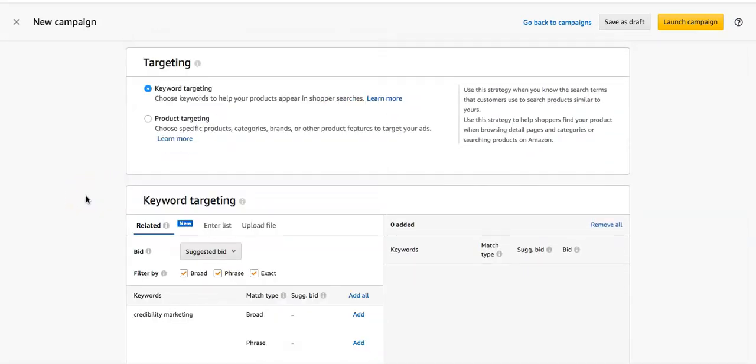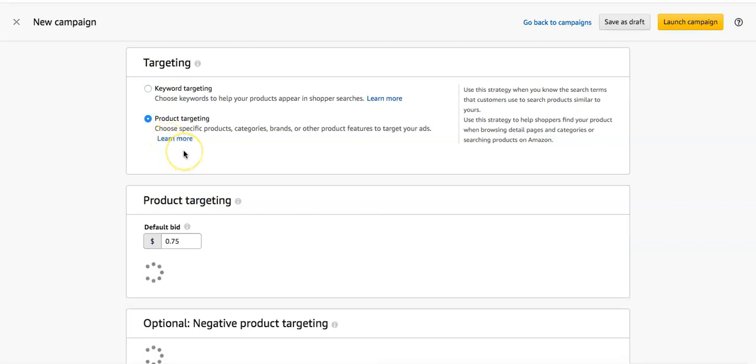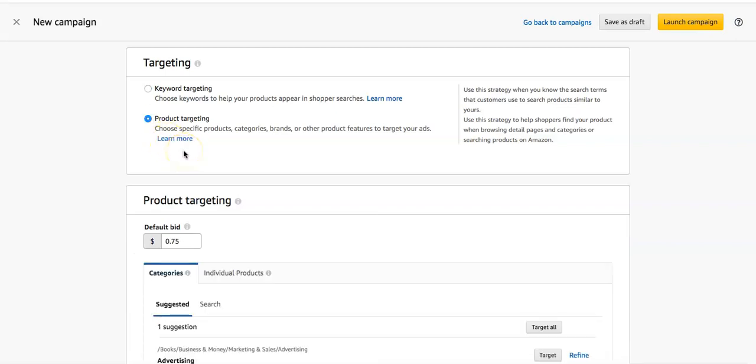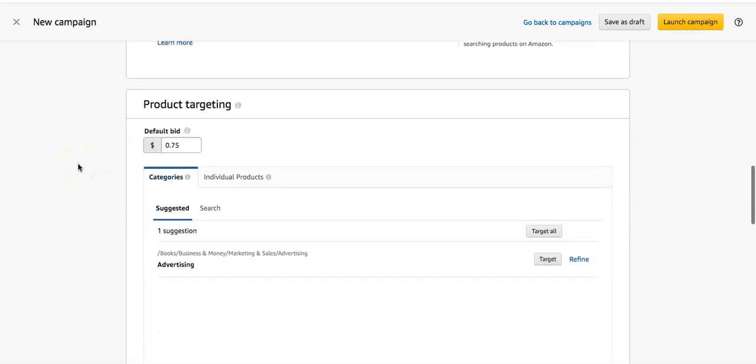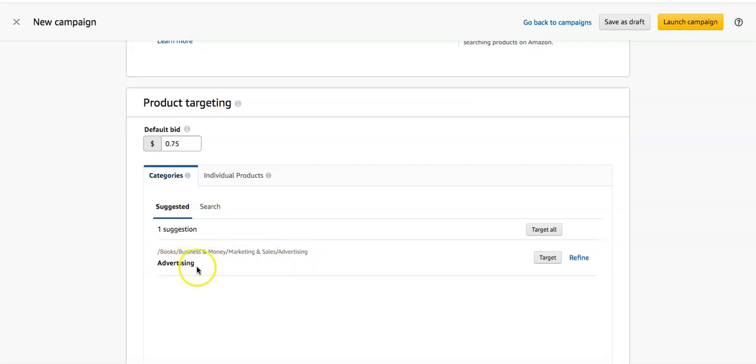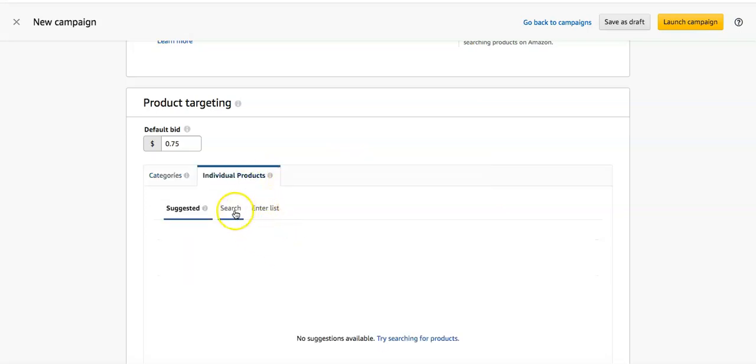And so this is where we're going to talk about targeting. You can do keyword targeting, which is what I show in the other video about how to compile your list of keywords, or you can do product targeting. And this is kind of a newer thing. Product targeting is where you could target a particular category or a particular brand. So you could come down here. This one has already figured out that that book I just showed is in the advertising category. So I could target that category, and then Amazon's going to pick and choose where to place my book within that category. I can also look under individual products, and I could search.